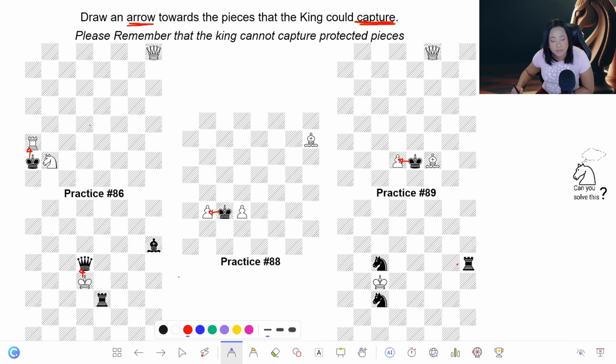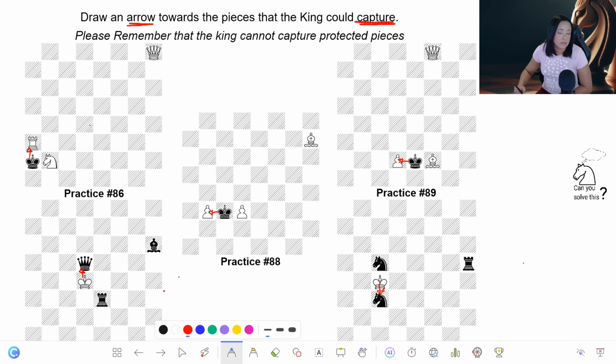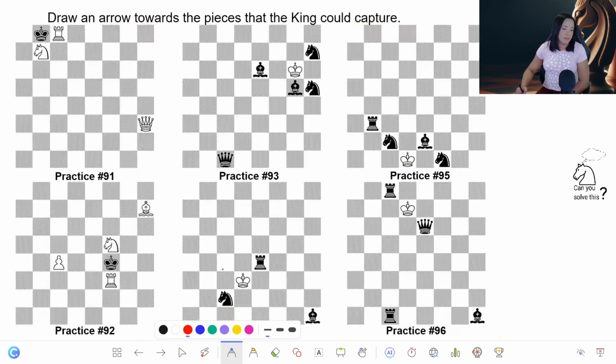Now here, on the last one, the rook is defending the knight. So that means that he could only capture this knight down here, okay? So that will be it, yeah? These are the last practice. I'm going to do only one on this page and then you will have to pause it, okay? Do it yourself and then when you finish, you come back, okay?